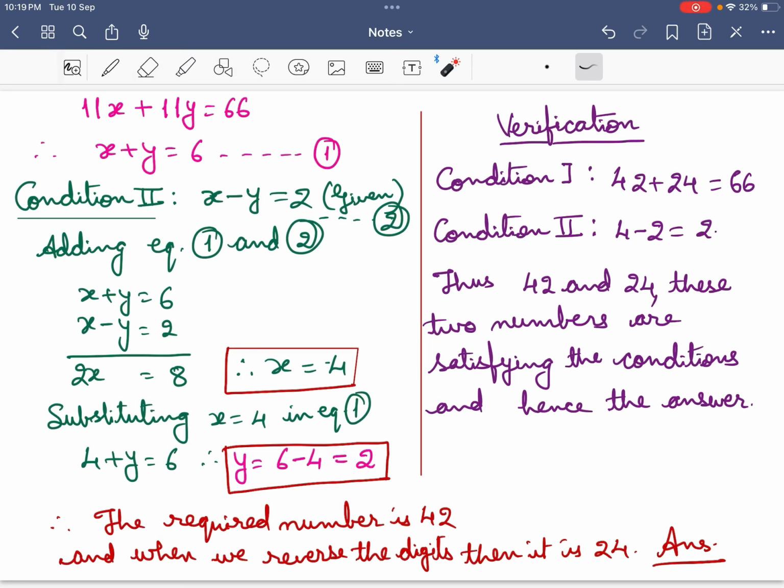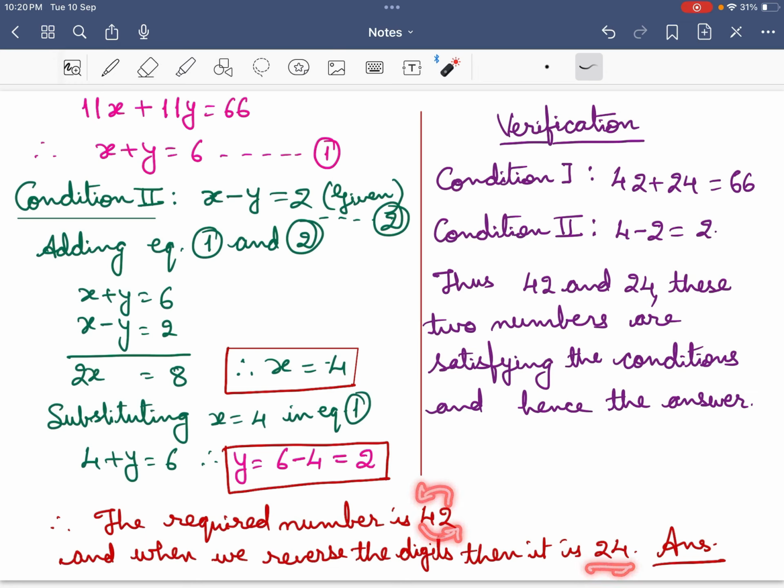Now substituting x is equal to 4 in equation 1. In place of x we put 4, so 4 plus y is equal to 6. And then if we want y, then this 4 when we bring it here, plus 4 will change into minus 4. So y is equal to 6 minus 4, and that is equal to 2. So x is equal to 4 and y is equal to 2 we got. So the required number is 42, and when we reverse the digits, the number will be 24.